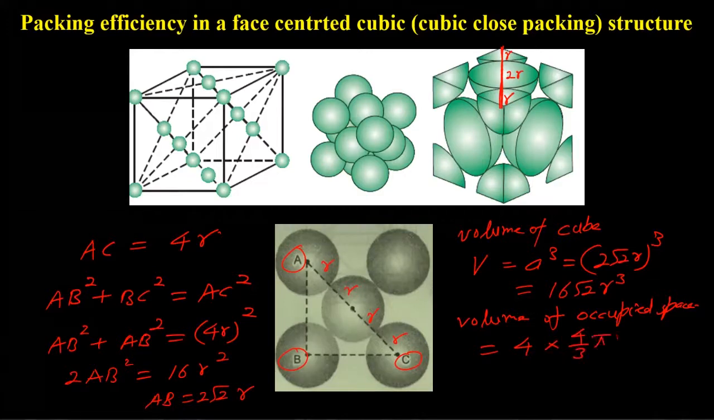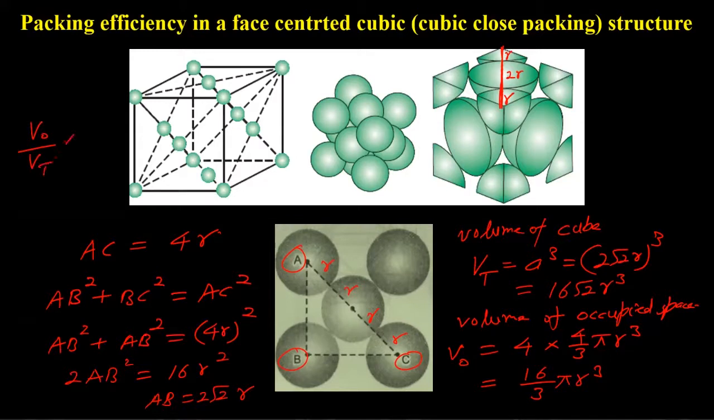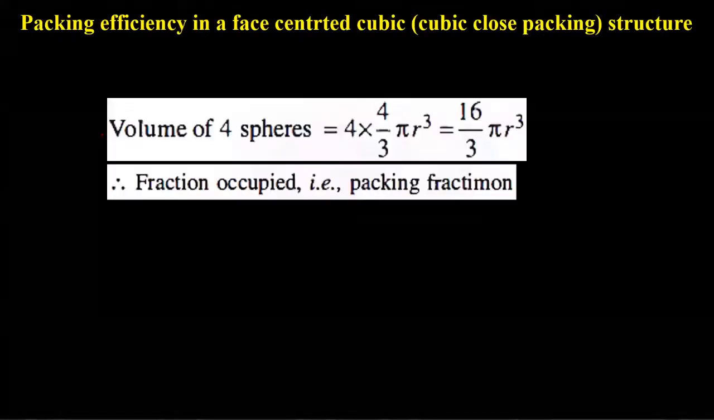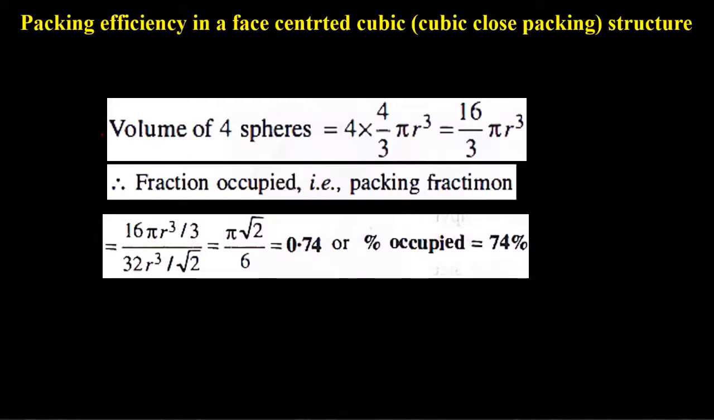4 into 4 by 3 pi r cube. The volume of one sphere is 4 by 3 pi r cube, so 4 into 4 by 3 pi r cube, that is 16 by 3 pi r cube. The packing efficiency will be V occupied upon V total into 100. When you solve it, you will get the packing efficiency as 74%.